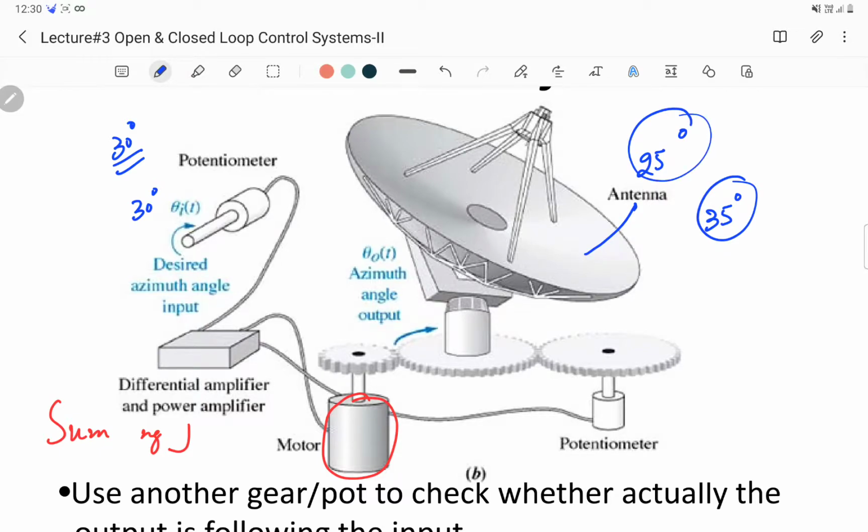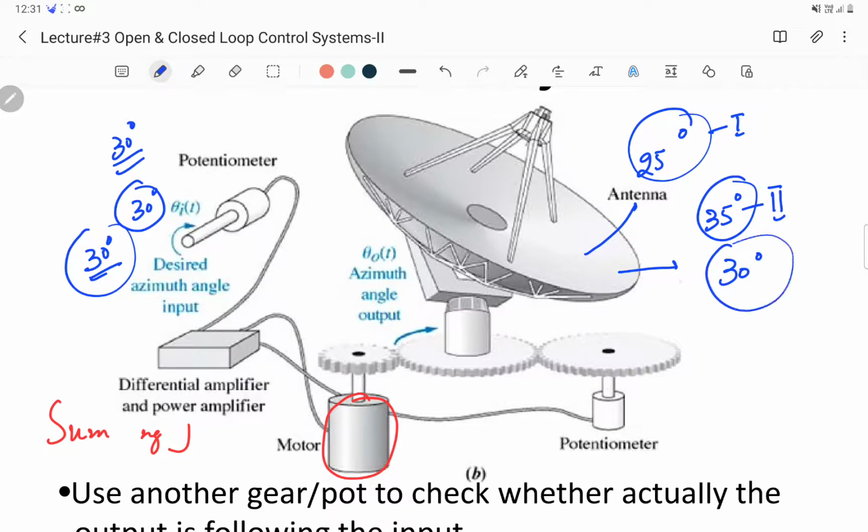The third possibility is that we intend to rotate the antenna by 30 degrees. So in all these three cases our input is 30 degrees. We intend to rotate the antenna by 30 degrees. Say for example, the first case can be that the antenna rotates only by 25 degrees. The second case is that the antenna rotates by a larger angle, say 35 degrees. And the third case is that the antenna actually rotates by 30 degrees.